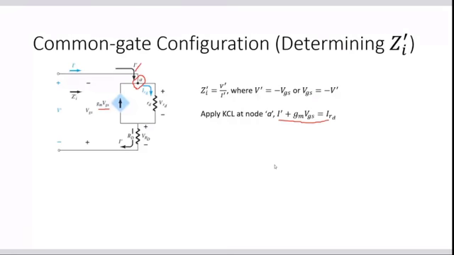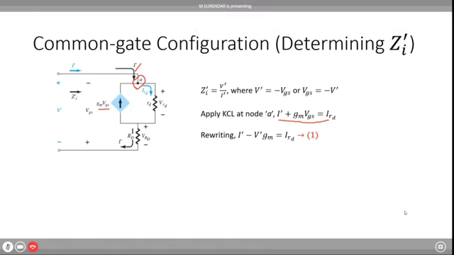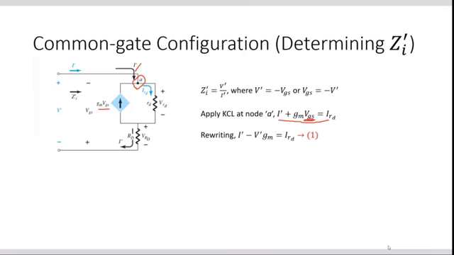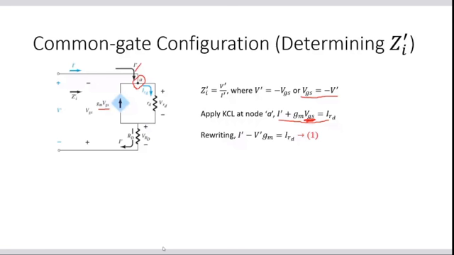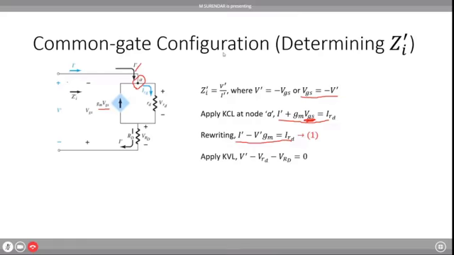In the next step we just rewrite that equation. You just replace this VGS with minus V dash. Here we have that relationship, VGS we are replacing with minus V dash. We end up with this relation, and then apply the KVL now. KVL can be applied from here to here.